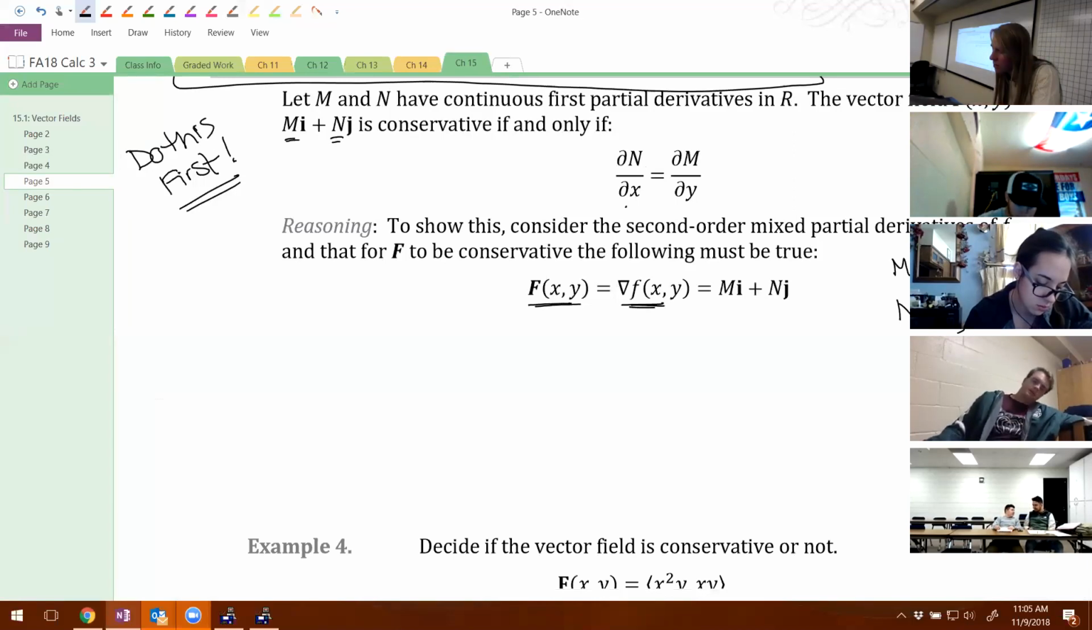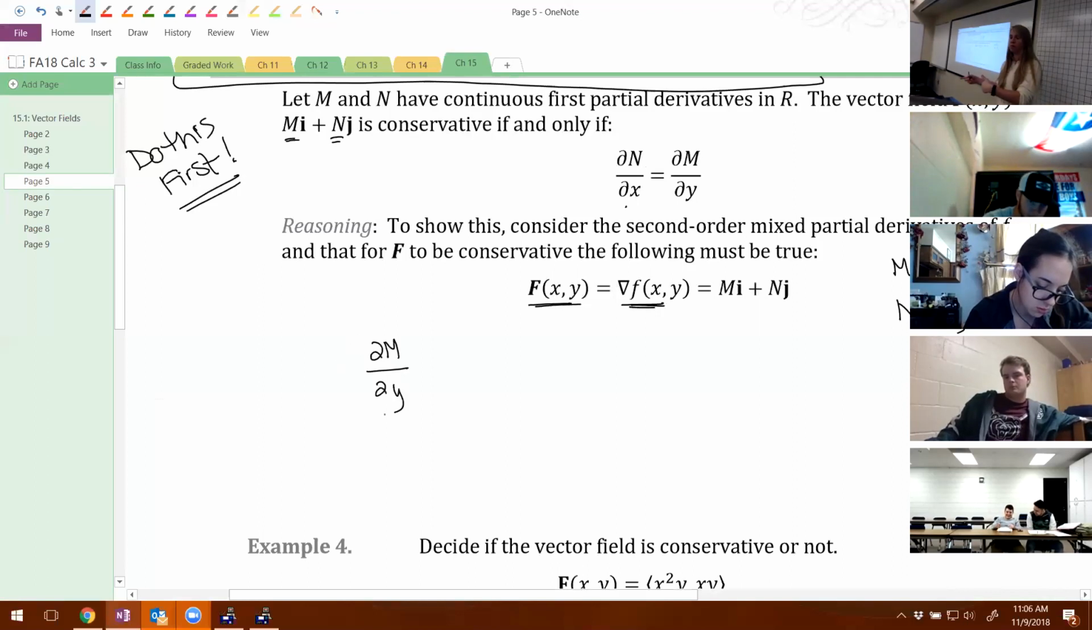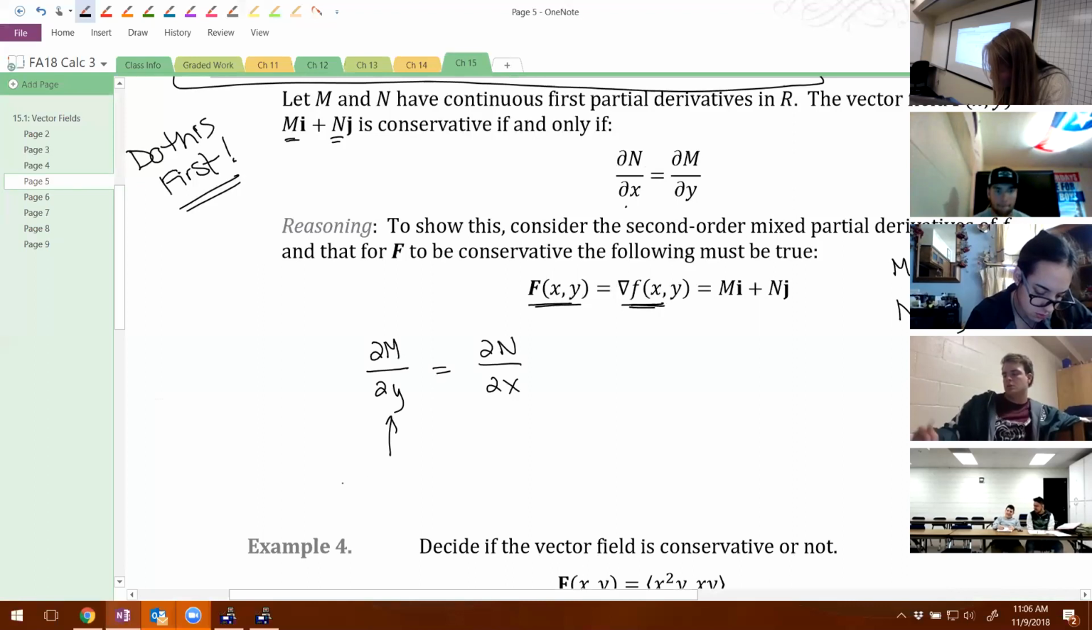Really all this is saying is, if M is equal to the partial with respect to x, and I take the partial derivative of that with respect to the other variable, I want to make sure that is equal to the partial of N with respect to the other variable too. So y is the variable we haven't used yet. These are going to be the mixed second partials.